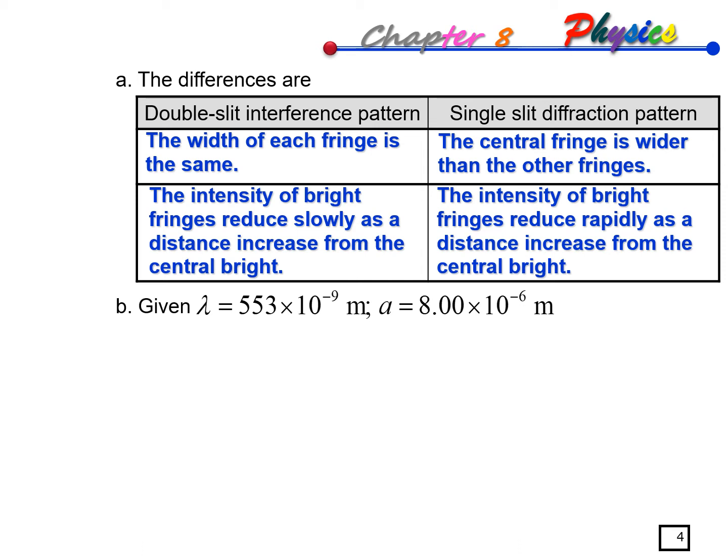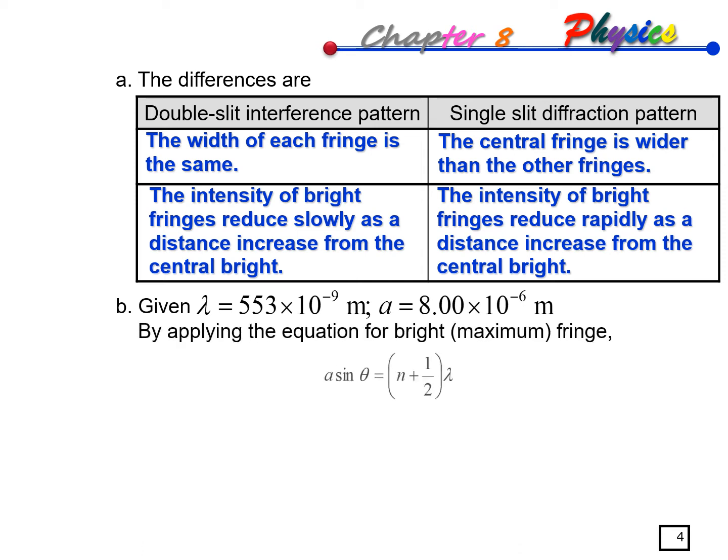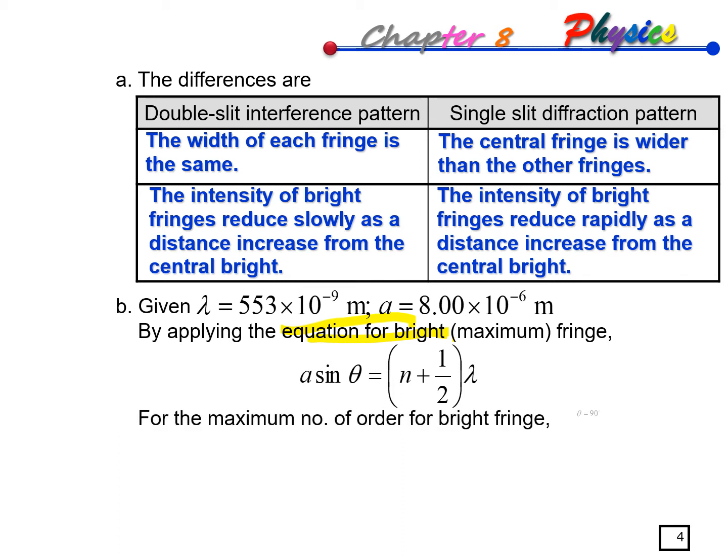Alright, so next for question B, we are given the value of the wavelength and the width of the slit. They ask you to determine the maximum, so we need to use the equation for bright fringes: a sin theta is equivalent to (n plus half) lambda. For the maximum bright, the condition is still the same: the maximum order will be formed when the angle becomes 90. This is the maximum possible angle that we can observe.